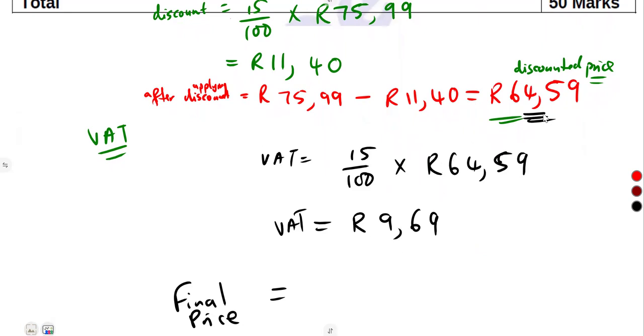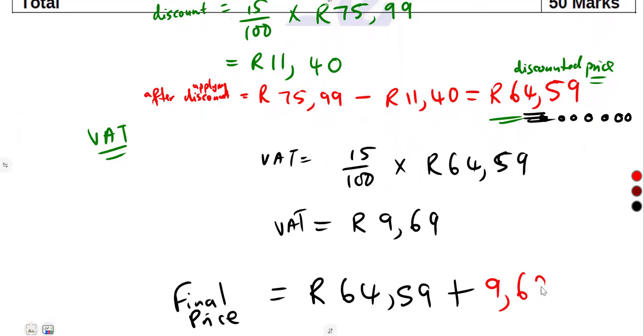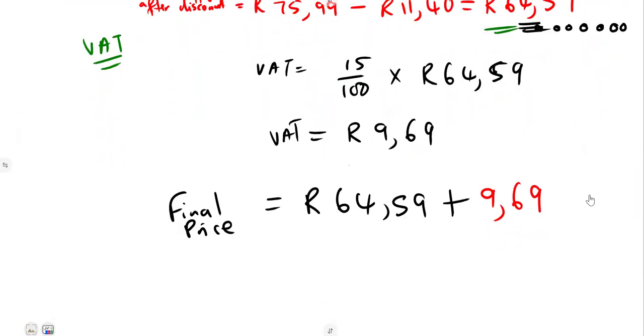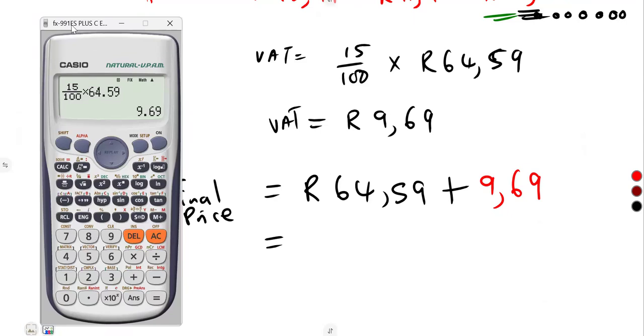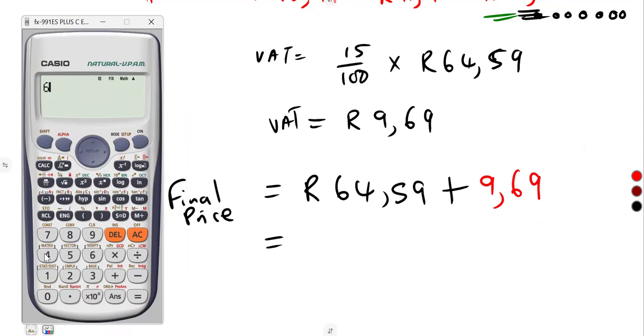But our original price is no longer the one that we have. It is the discounted price. It must be added to the discounted price. So that was 64.59 plus our value added tax of 9.69. That is your final price now. You have to add that tax. Discount, you subtract. VAT, you add. All right, 64.59 plus 9.69. That's 74.28 rand.